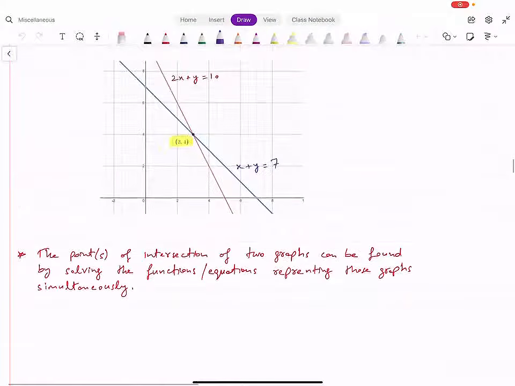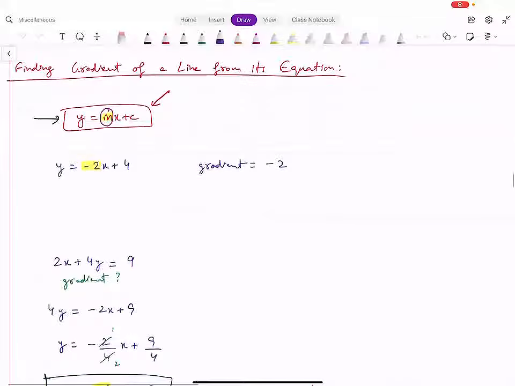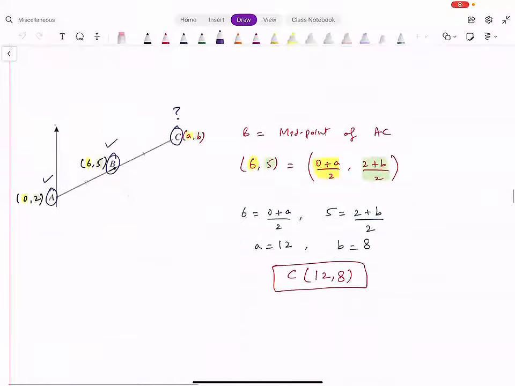Points of intersection होते हैं आपके किसी भी graph के, वो आप simultaneously equation को solve करके उस तरह से find कर सकते हो. If you have an equation given, how you can find the gradient of a straight line from that equation. Straight line की equation दी, उससे gradient कैसे find कर सकते हैं.